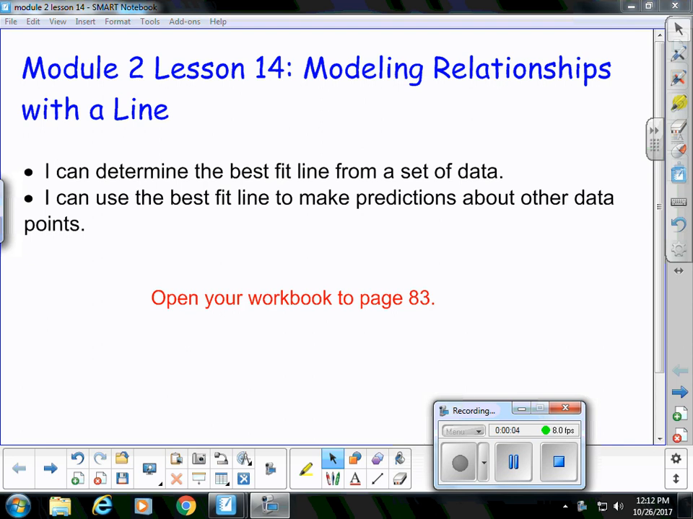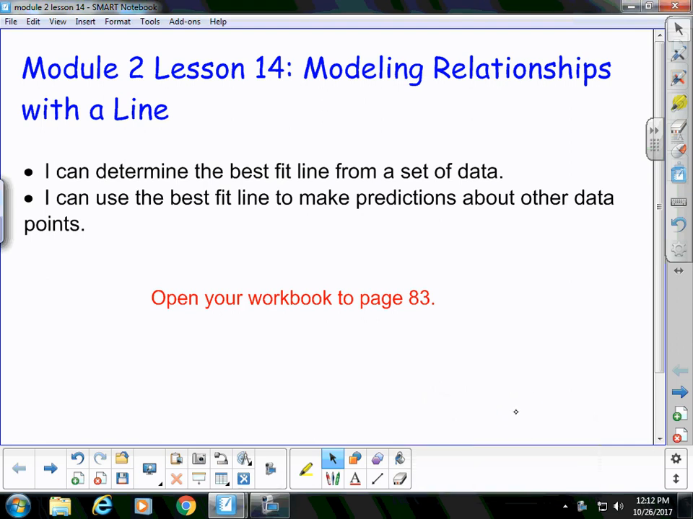Module 2, Lesson 14, Modeling Relationships with a Line. Today we're going to determine the best fit line from a set of data, and we're going to use the best fit line to make predictions about other data points. If you have not done so already, open your book to page 83.